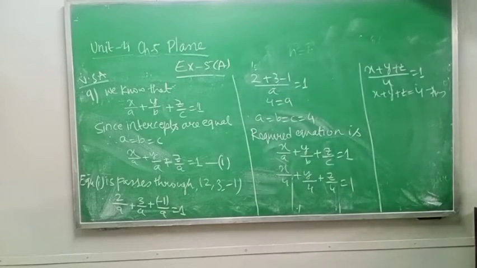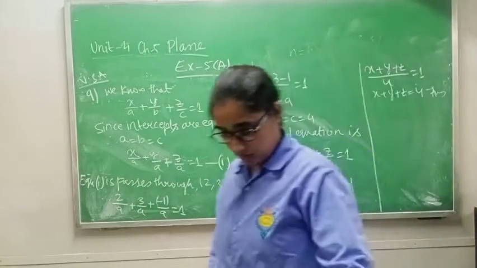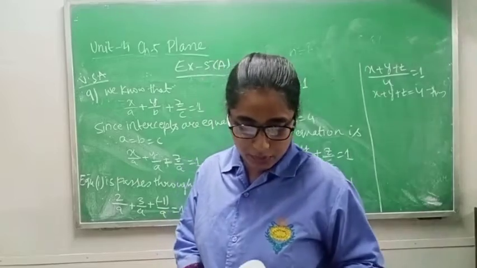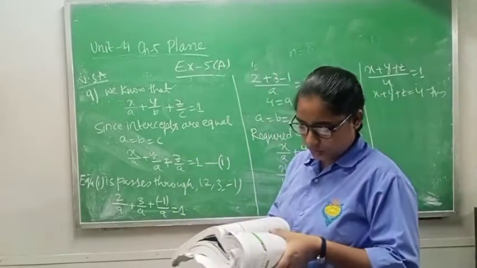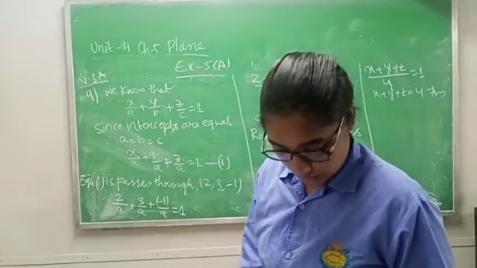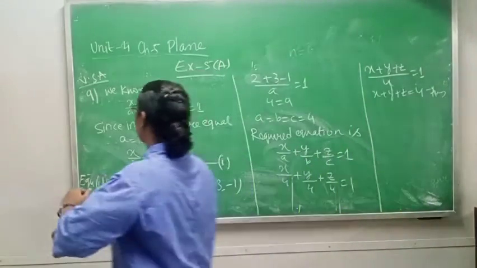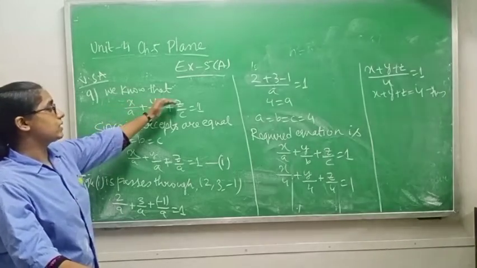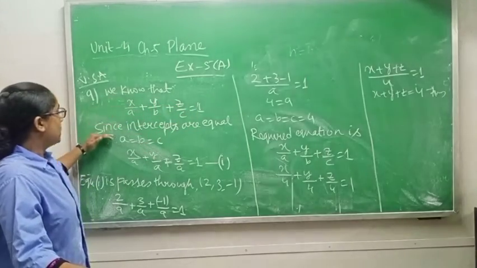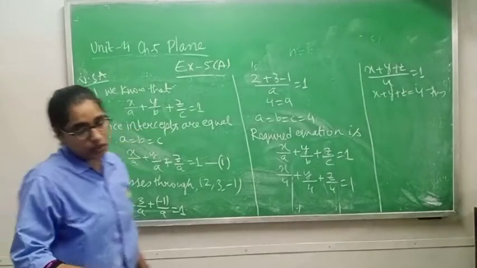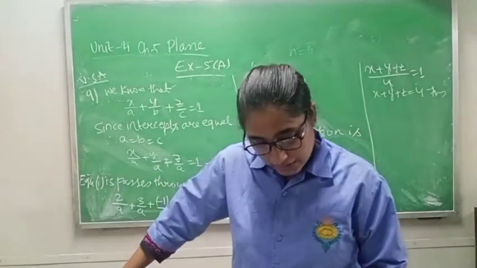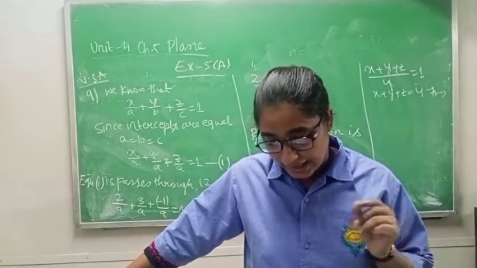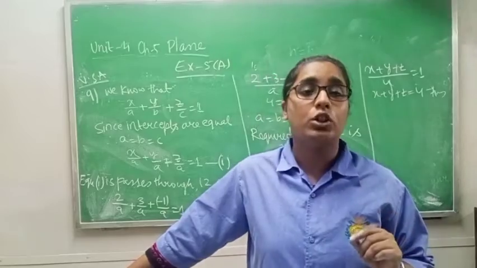Now class 12C, question number 9 is given. Find the equation of a plane which makes equal non-zero intercepts on the axes and passes through the point 2, 3, minus 1. So whenever intercept is given to you, it means which equation you have to use: x by a plus y by b plus z by c equals to 1.